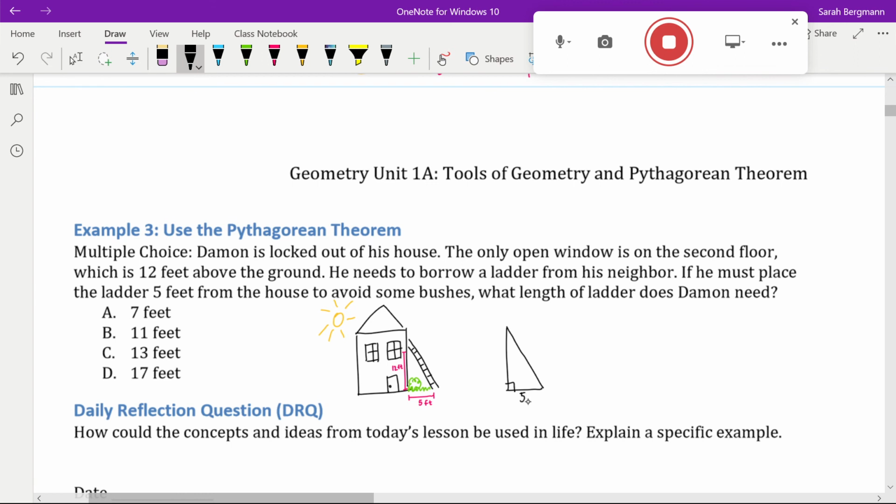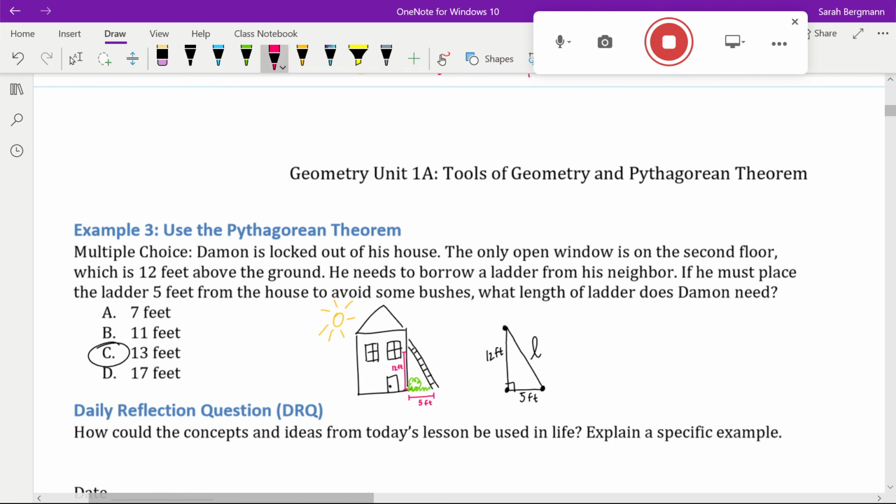We know that the ladder base is 5 feet from the base of the house. And we know that this top window is 12 feet from the ground. Now we can call this L for ladder, you could call it X, whatever you want. And I notice right off the bat that this is one of my Pythagorean triples. So I know that this is my 5, 12, 13 triple. So I already know the answer is 13.